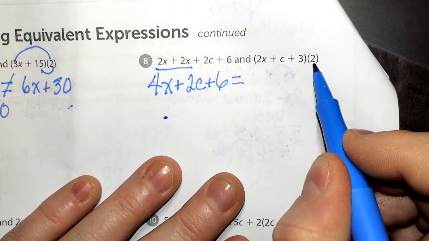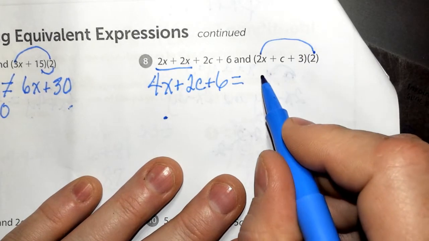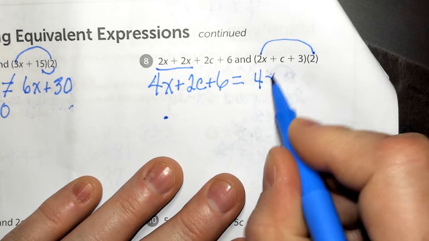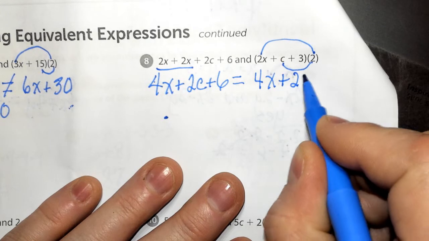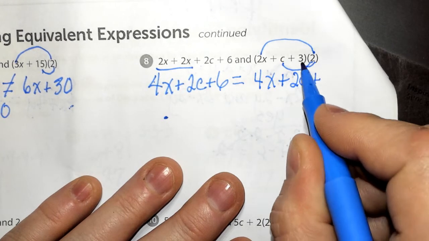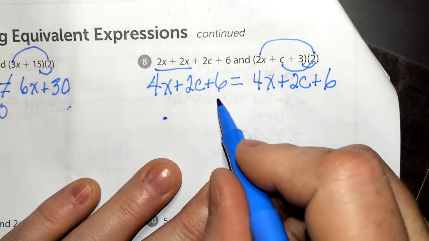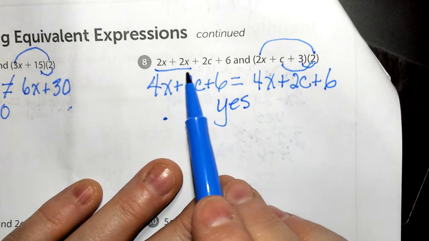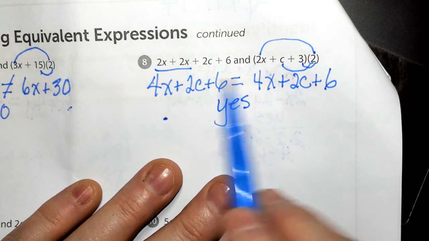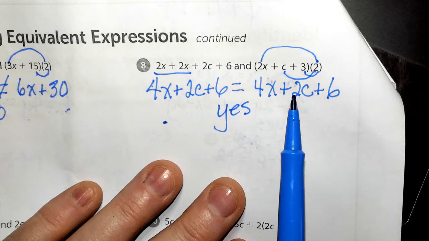I'm going to take 2 times everything in parentheses, so 2 times 2x is 4x, plus 2 times c is 2c, plus 3 times 2 is 6. And you see we have the same thing, so yes, they are equivalent. That one was a little bit more work because you had to combine both sides to be able to get that to work out. You had to do the work on this side, then the work on this side.